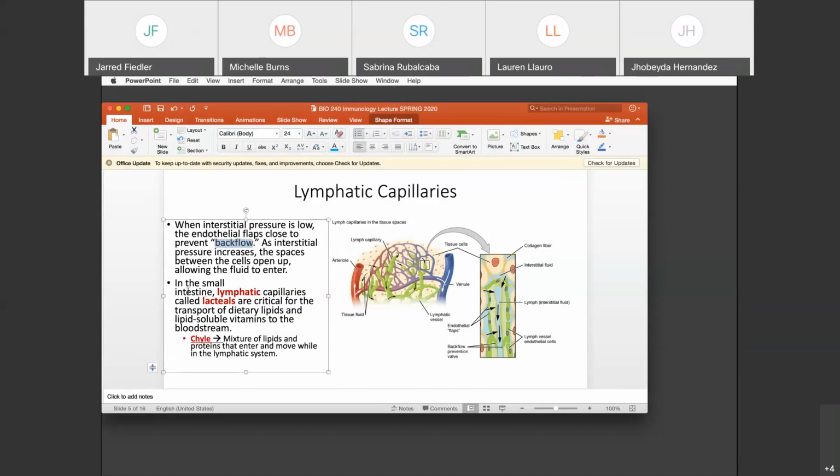And now I put this as a side note because we just learned recently about the gastrointestinal system. But in the small intestines, your lymphatic capillaries are called lacteals, and they are critical for the transport of dietary lipids and lipid-soluble vitamins to the bloodstream. So they're kind of like a highway of sorts for lipids also. And I mentioned yesterday that they're also kind of a highway for white blood cells, such as immunological cells like macrophages, dendritic cells, and also neutrophils.